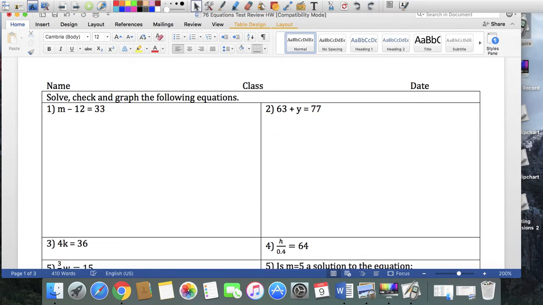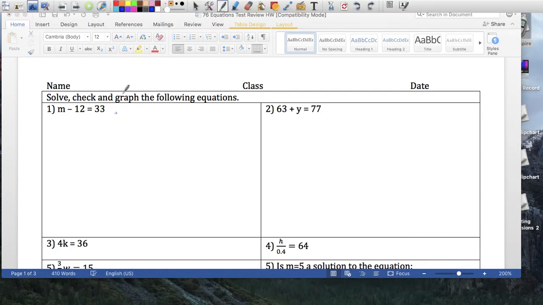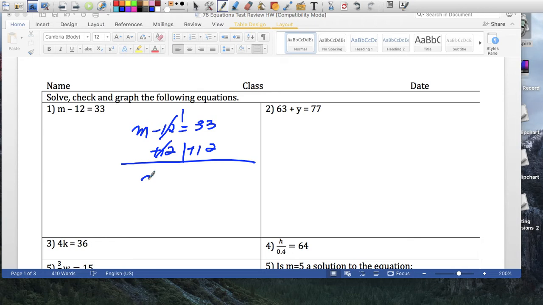Let me set my pen. So I'll write it over here again. N minus 12 equals 33. You want to use inverse operations to solve this. So plus 12, plus 12. Minus 12 and plus 12 will cancel each other out. We can get n. We add 33 and 12, we get 45.